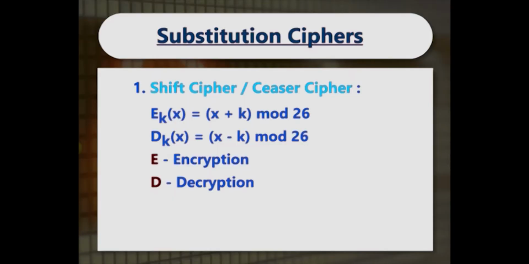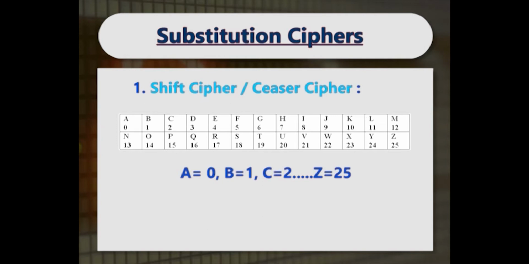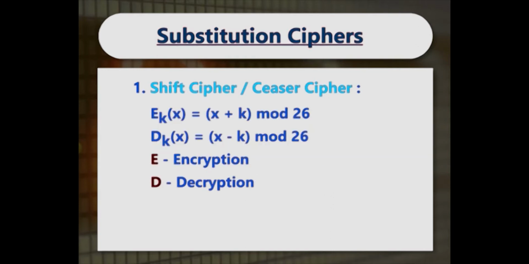Now, we can represent this encryption system as a pair of algorithms. E subscript k of x is equal to x plus k mod 26 and D subscript k of x is equal to x minus k mod 26, where E and D stand for encryption and decryption respectively. What we are going to do here, we are going to assign the numbers 0 to 25 to the letters A to Z respectively. The reason for doing that is when we try to encrypt a message, we do it mathematically using these two equations.